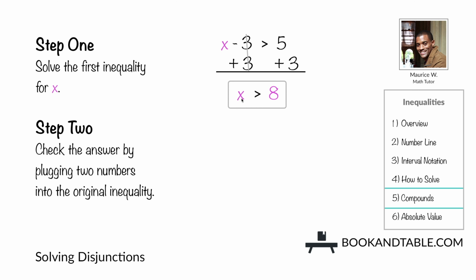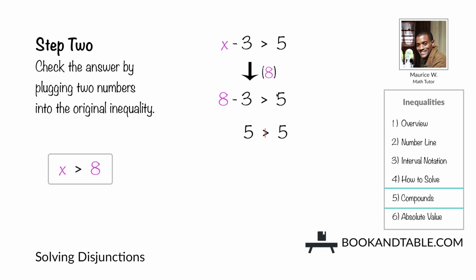Since x has to be greater than 8, we could test this by plugging in 8 and then a larger number, which would be 9. When we plug in 8 for x, 8 minus 3 is 5, and 5 is not larger than 5. So we wind up with a false statement, as we were expecting. If we plug in a value larger than 8, such as 9, 9 minus 3 is 6, and we see that 6 is larger than 5, which is true, so this is correct.